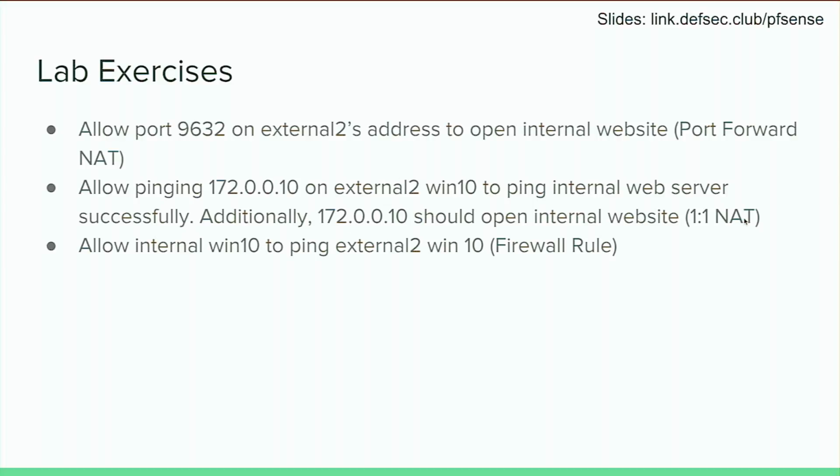So it's going to be a one-to-one NAT, and then allow internal Win10 to ping external 2 Win10 as a firewall rule. Keep in mind you also have to configure the local firewall rule on the external 2 Win10 client as well to allow echo requests. If you have any questions, raise your hand. Those of us who've done pfSense can walk around.